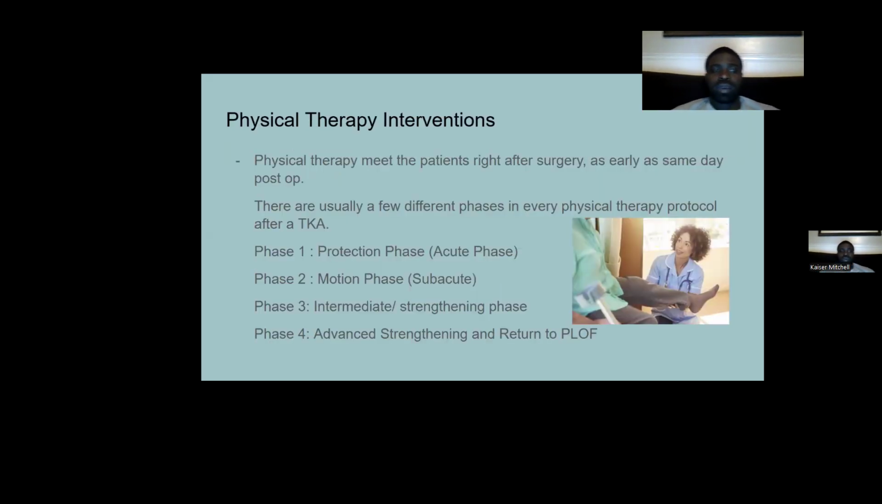So this is where we come in. Our interventions are based on the phase that they're in. If they're in the acute phase, you have certain interventions. And if they're in phase 4, when they're about to return to their prior level of function, you have certain interventions. Some of them overlap, but we'll go through each phase and see.